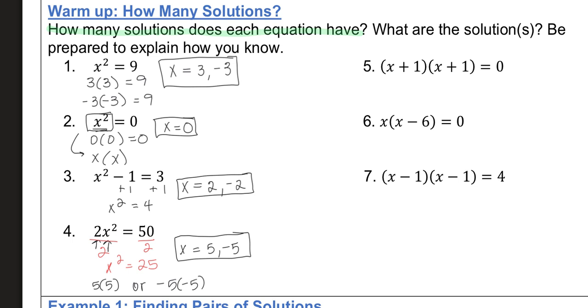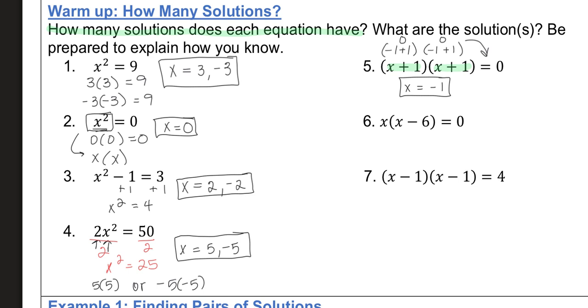Now for number 5, we still have two things being multiplied together, but the first thing is x plus 1, and the second thing is x plus 1. So that means I want those parentheses to give me 0. The only way to get these whole parentheses to be 0 is if x is negative 1. Negative 1 plus 1 equals 0. 0 times 0 gives me 0. Okay, so here x has to equal negative 1. All right? And we'll get into solving these a little bit more and where these are coming from.